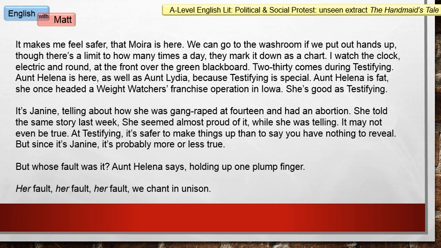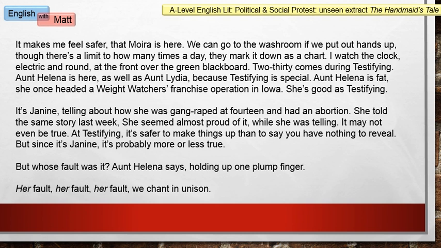This is Offred speaking, remember, as our narrator. It makes me feel safer that Moira is here. We can go to the washroom if we put our hands up, though there's a limit to how many times a day. They mark it down as a chart. I watch the clock, electric and round, at the front over the green blackboard. 2:30 comes during testifying. Aunt Helena is here, as well as Aunt Lydia, because testifying is special. Aunt Helena is fat. She once headed a Weight Watchers franchise operation in Iowa. She's good at testifying. It's Janine, telling about how she was gang raped at 14 and had an abortion.